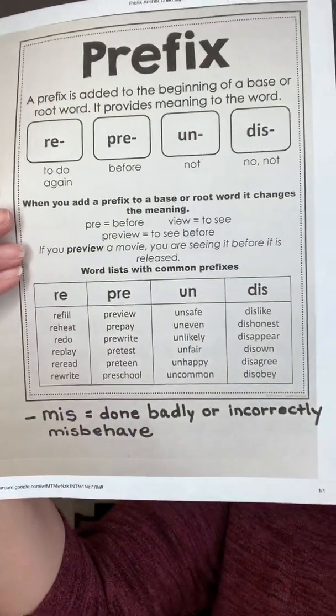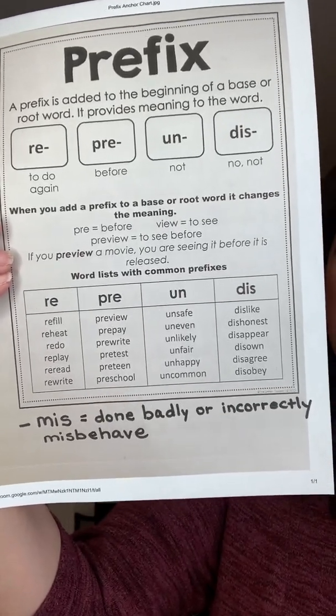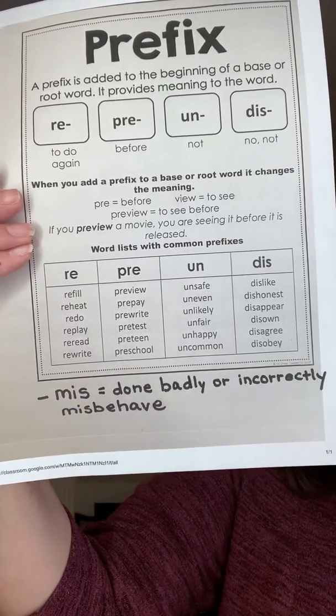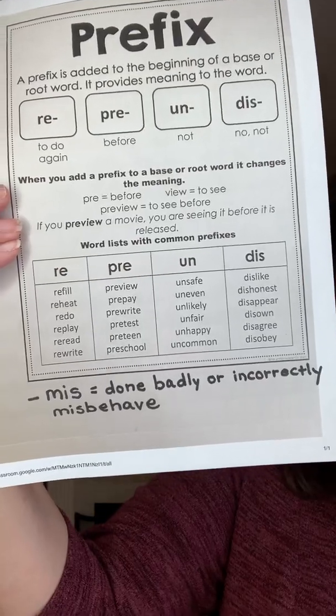The prefix that we're going to talk about today is M-I-S, mis. And we talked last time about how you can add it to the bottom of your chart. So you have that prefix, mis. So mis means, when you add it to a word, that something is done badly or incorrectly. I know, it changes the word. Done badly or incorrectly. Exactly.